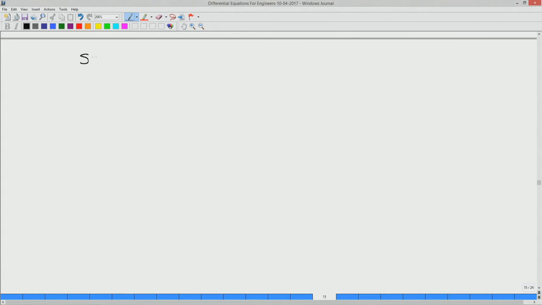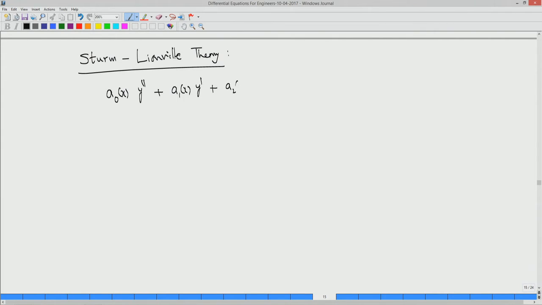So, we will start with the Sturm-Liouville theory. What is this theory about? See, so far we have a general equation. General second order equations are a0(x) y'' plus a1(x) y' plus a2(x) y equal to 0.